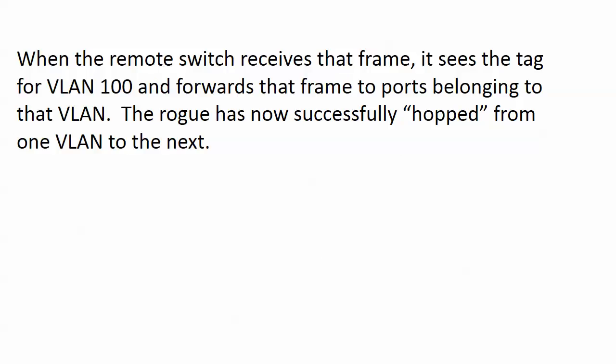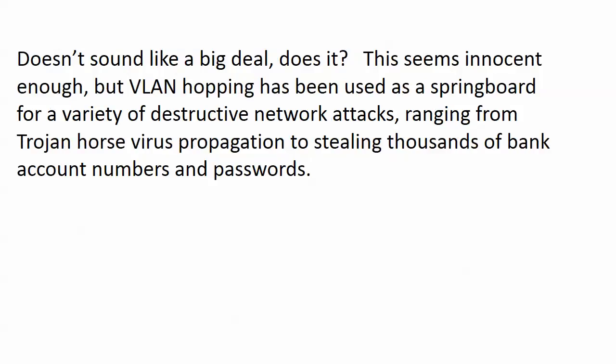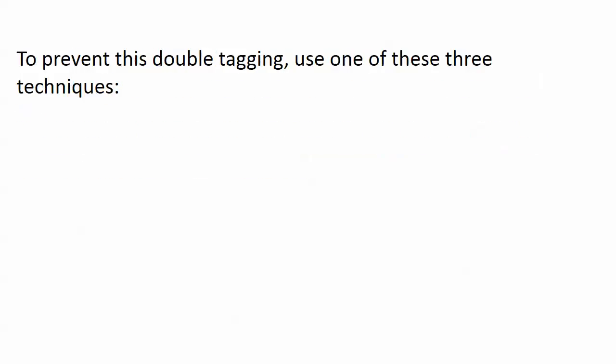And you might look at this and say, Chris, that's interesting, but it doesn't really sound all that bad. And in and of itself, it's not incredibly destructive, but it can be used as a springboard for other kinds of network attacks. Because the intruder has now hopped to another VLAN, and that intruder is able to gather information that he or she may not be able to get otherwise. And again, it's a springboard. It's ranged from Trojan horse virus propagation to bank account number and password theft. And VLAN hopping is how these attacks got started. So it is something we have to be aware of.